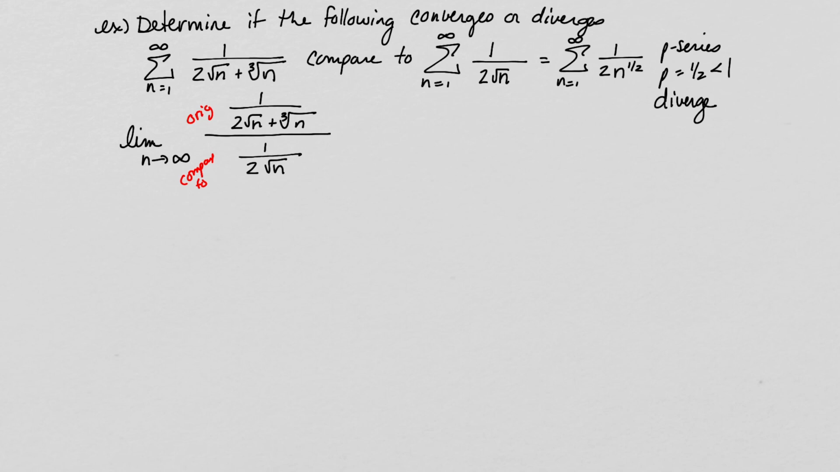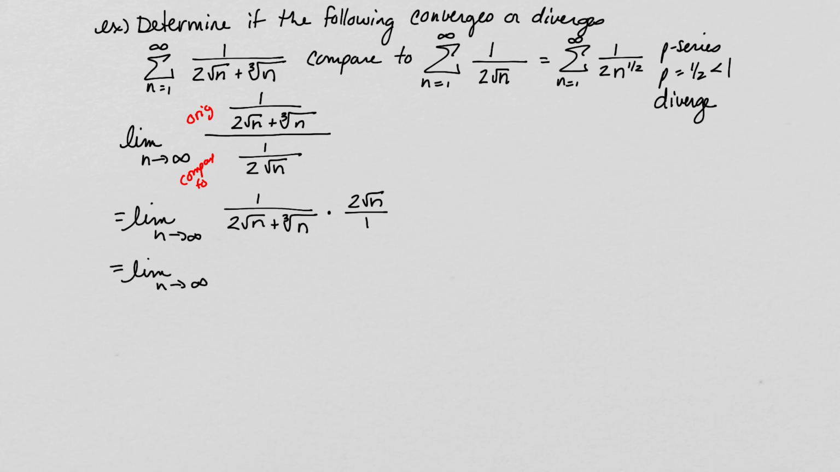Okay, so I have a fraction over a fraction in this case, so we're going to do keep, change, flip to make it look a little nicer. So I have 1 over 2 square root of n plus the cube root of n times 2 square root of n over 1. And so that's going to be the limit as n approaches infinity of 2 square root of n over 2 square root of n plus cube root of n.